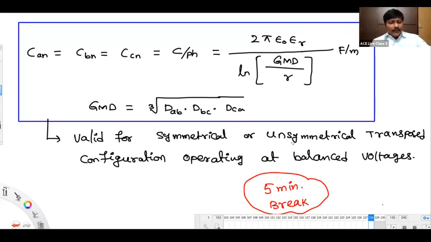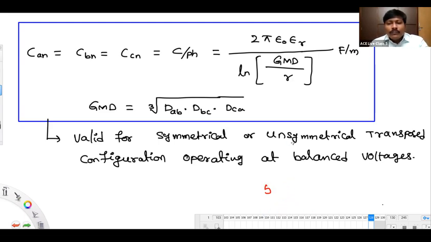I have resumed the audio, video, and screen. So let's continue. I'm not discussing any derivation here regarding the GMD. I have just given the final equation with the extension. So let's move ahead with the conclusions with respect to capacitance calculation.